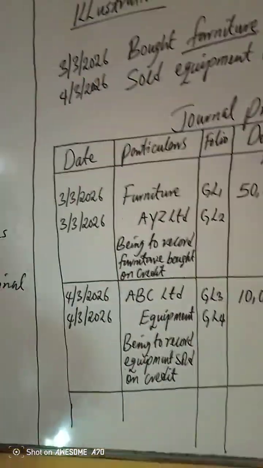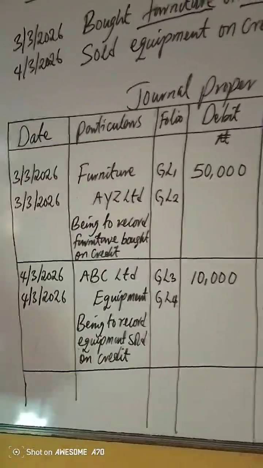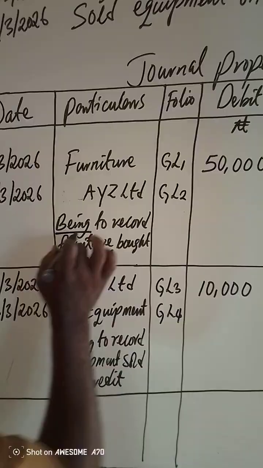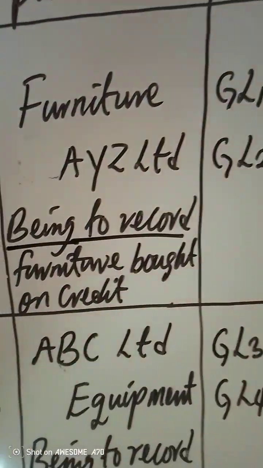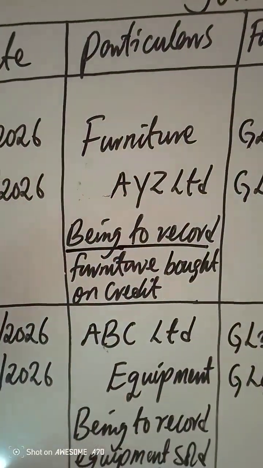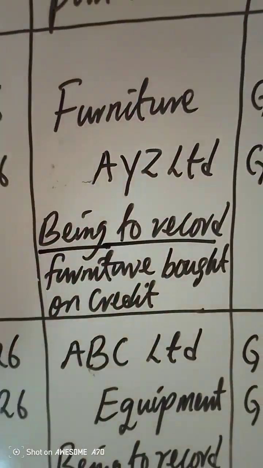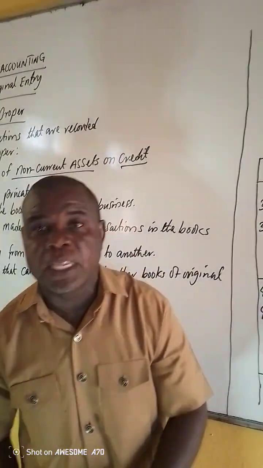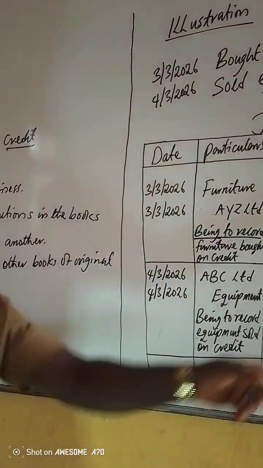Then you must narrate, you must explain. If you didn't explain, in terms of an examination, you lose your mark. So here you must start with the word being. It's a key word. Being to record, this becomes the opening statement. You say being to record furniture bought on credit. You must not say being to record furniture bought on credit from AYZ. No, that is not it. Make it clear: being to record furniture on credit. Or you can just say being furniture purchased on credit. Or you can just say being furniture purchased. But the credit is important so that any person picking the book should know that the furniture was purchased on credit. And that is why I must summarize it in a precise way that will explain what happened.